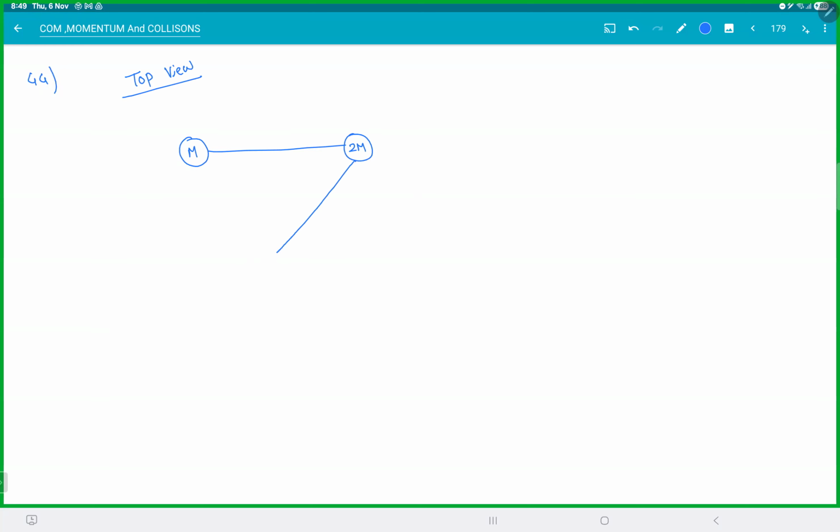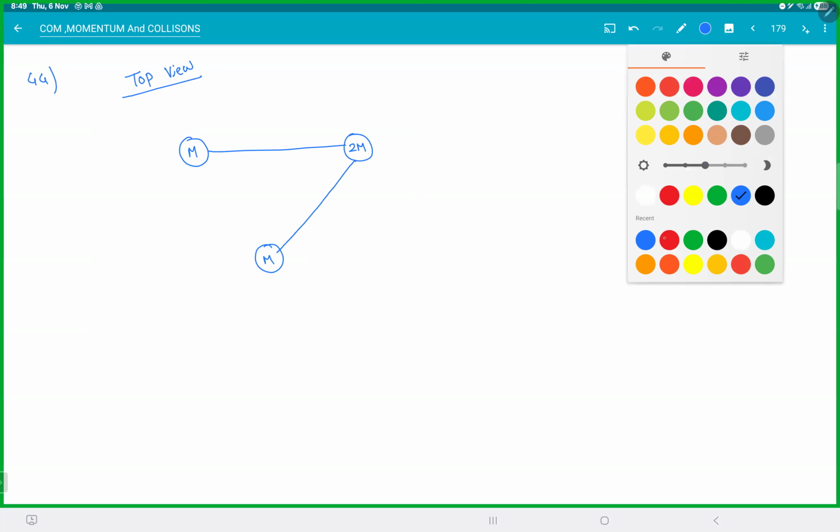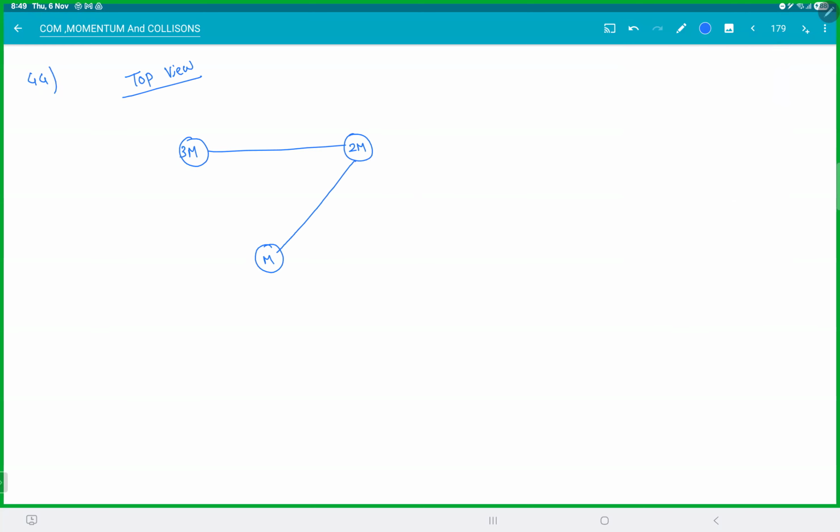And let's say we have another ball of mass m. Let's make it 3m, so that there'll be no confusion. So this is A, this is B, this is C. The length of the string is L. This angle is 60 degrees. This is the top view. Everything is placed on a smooth floor, so there's no friction, no gravity, nothing.